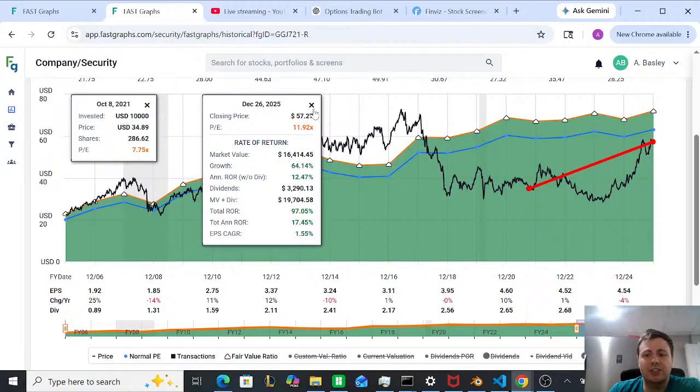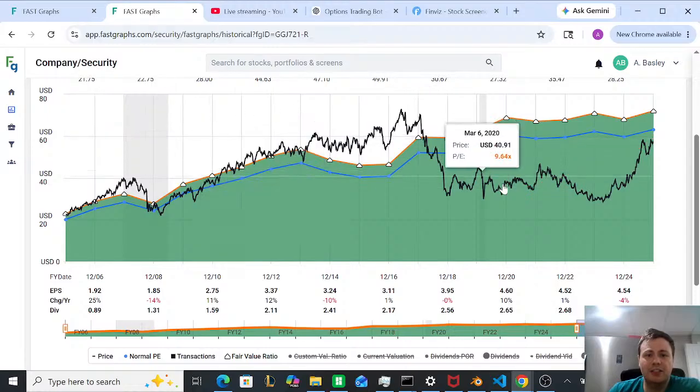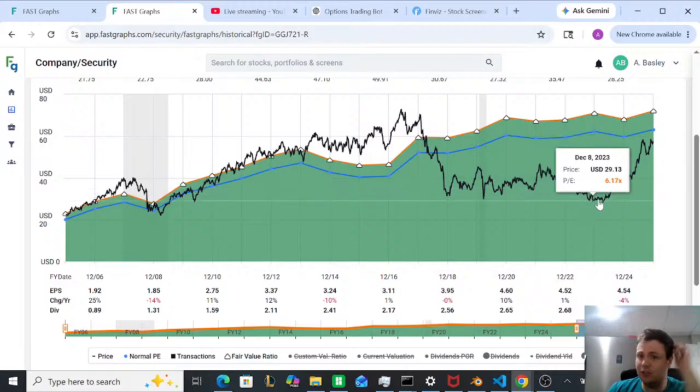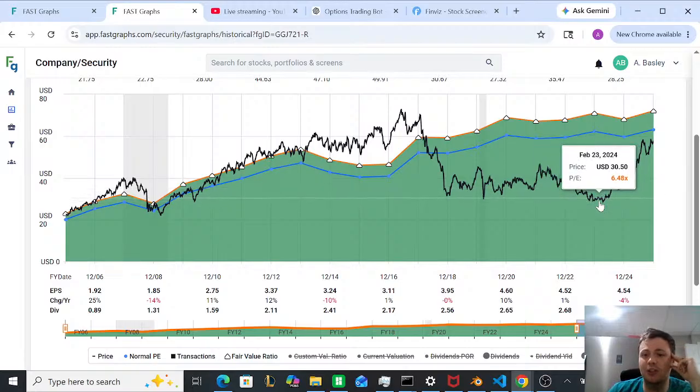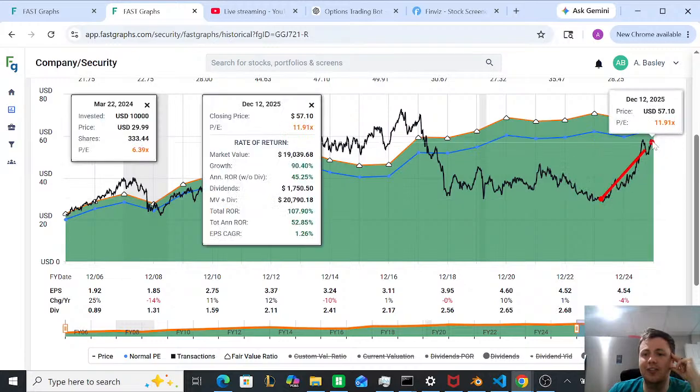So that's a pretty good example of a stock where we get a reversion to the mean, and an example of how this tool is useful. I mean, you could have bought it even lower back in March of 2024, and you would have got an even faster bounce back, and you would have been looking at 52% year over year. That's just because it's a shorter holding window.